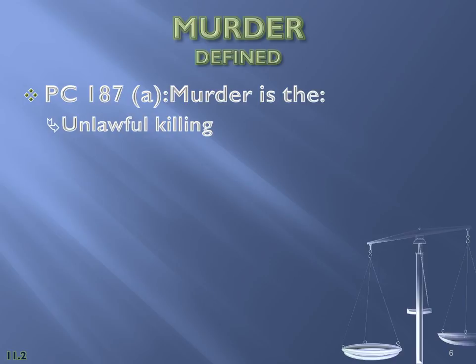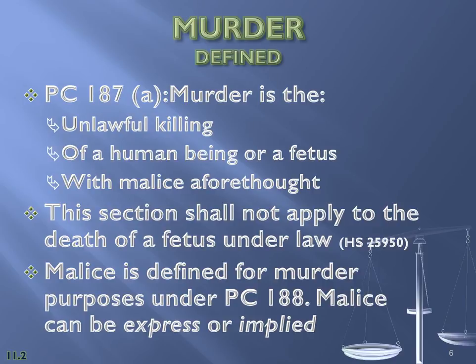So now let's define murder. So we have the definition of homicide. Let's kind of move on now, and we'll talk about defining murder. What is it, and so forth. Penal Code 187(a), murder is the unlawful killing of a human being or a fetus with malice aforethought. Now, this section shall apply to the death of a fetus under law, and that's Health and Safety Code 25950. And malice is defined for murder purposes under Penal Code 188. And this malice word, that we'll define a little bit further in a second here, can be found two different ways. It can be express or implied malice. And I'll kind of go through that in a little bit more.